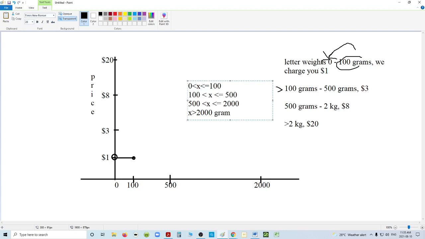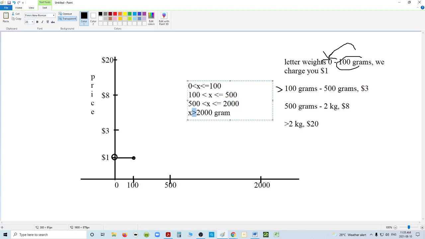So that means from 100 to 500, including 500, which is what that equals means, it's $3. And that's why you have a smaller than here and not a smaller or equal. Because again, if 500 was down here and up here, they wouldn't know to charge you $3 or $8. So you have to say not counting the 500, all the way up and including, that's what the equals is, 2,000.